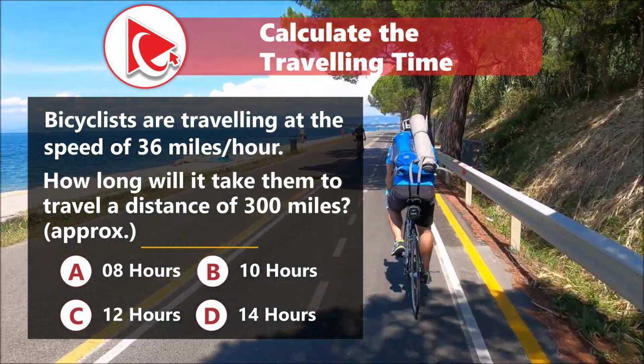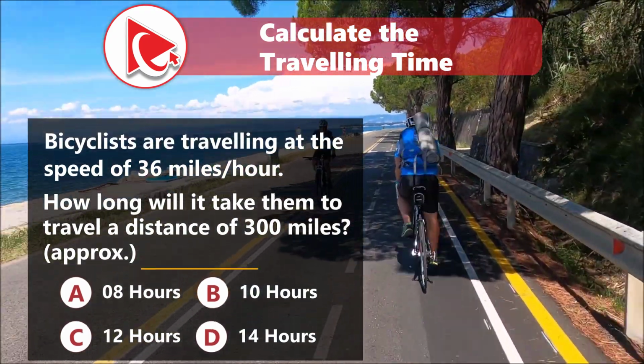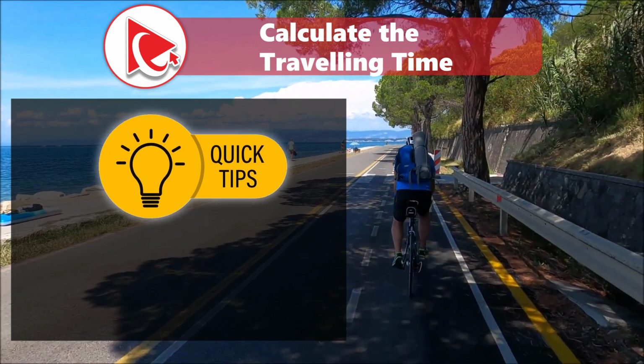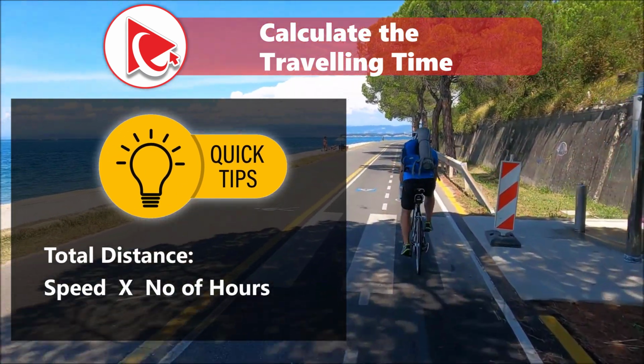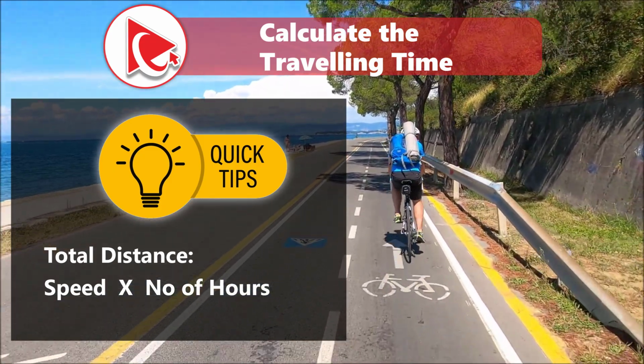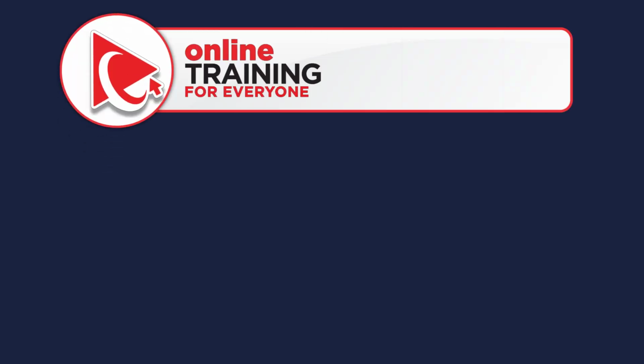Take a close look to see if you know the answer. Let me give you a quick hint to help you. Total distance is calculated as speed multiplied by the number of hours. I hope it was helpful because I am moving forward to share with you my version of the solution.